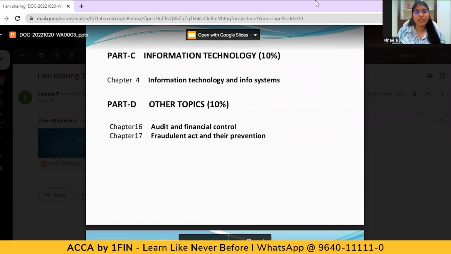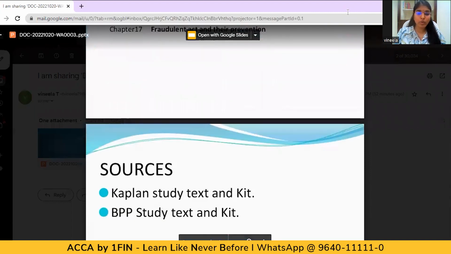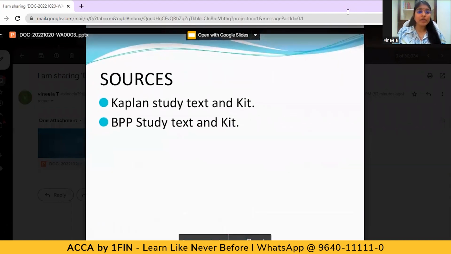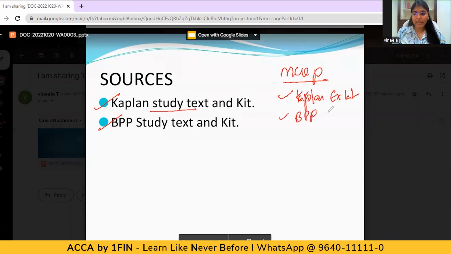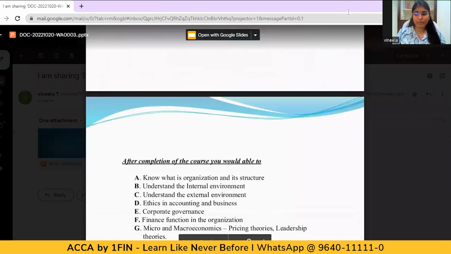So as we have seen the various topics in each part, let's see what sources you have to refer to. You have to refer to Kaplan and BPP. Any one source is enough for the study text, but for MCQ practice, you have to refer to both the Kaplan exam kit as well as the BPP exam kit. Let me repeat this point again. You can study any one source, either Kaplan or BPP. But coming to the practice of MCQs, you have to do both Kaplan as well as BPP. It's a must: first do Kaplan, then go for BPP.